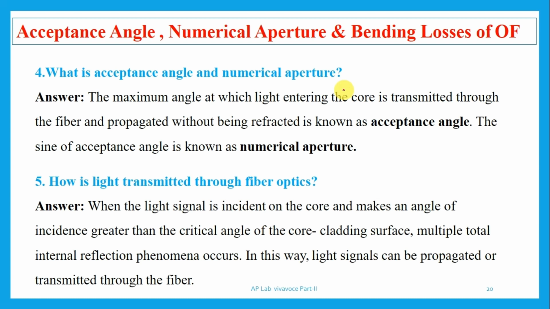How is light transmitted through the fiber optic? We have different types of optical fibers, single mode and multi-mode. For single mode we will use laser light, whereas for multi-mode we will use light emitting diodes as light sources. So when the light signal is incident on the core and makes an angle of incidence greater than the critical angle of the core cladding surface, multiple total internal reflection phenomena occur. In this way, the light signal can be propagated or transmitted through the fiber.